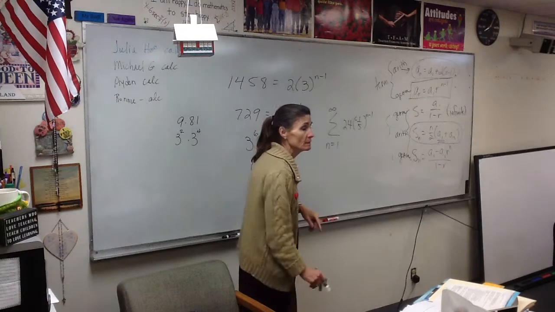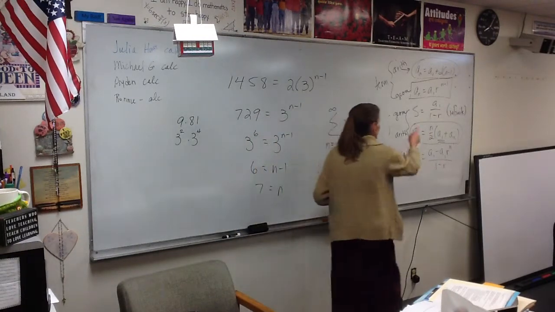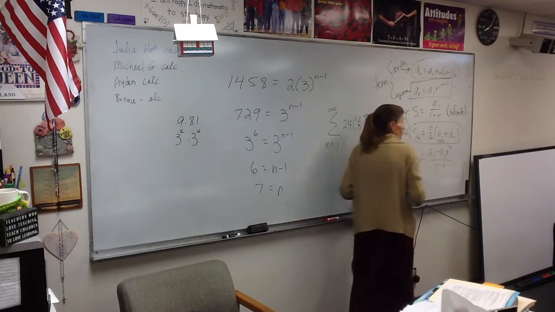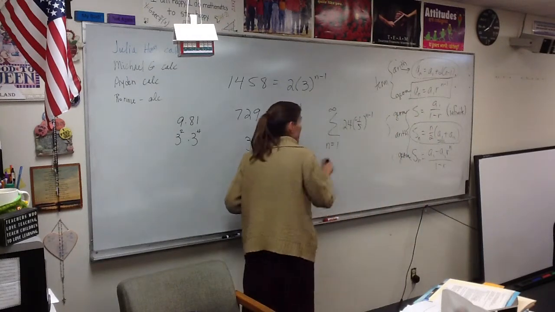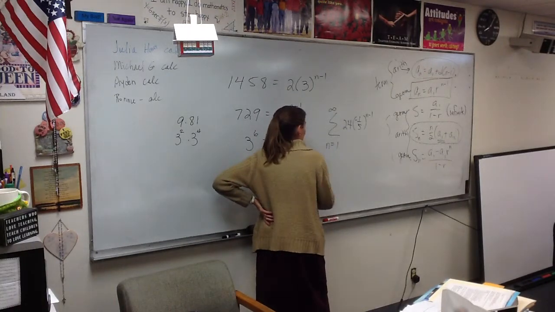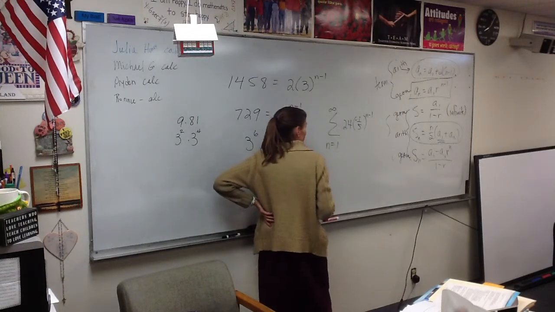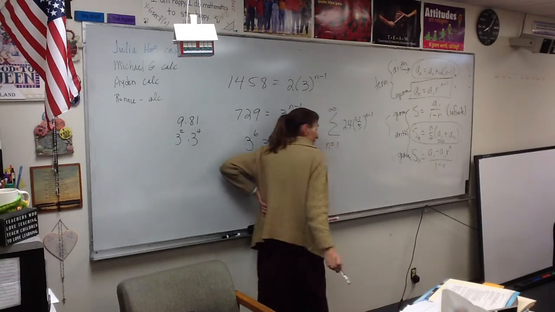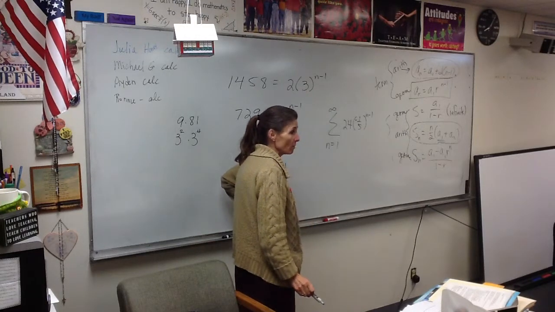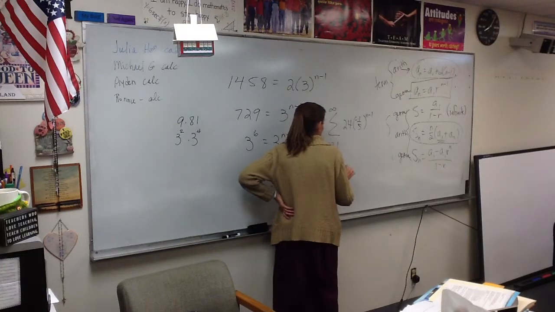However, in order to use that formula, what do you need to know? The first term and the ratio. So let's write out a few terms and see what we get here so we can figure out our first term and our ratio. If we put in 1, the exponent becomes 0, and anything to the 0 is 1. So we have 24 times 1, so the first term is 24.